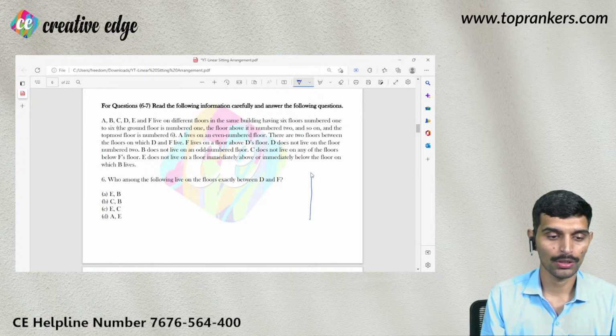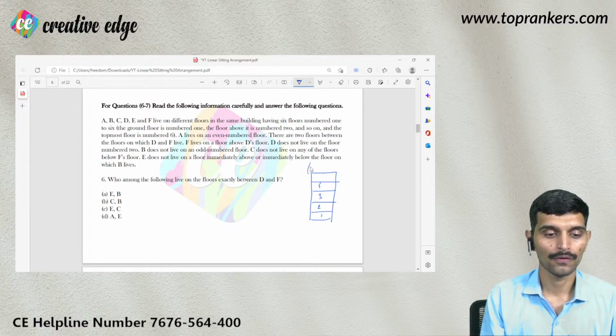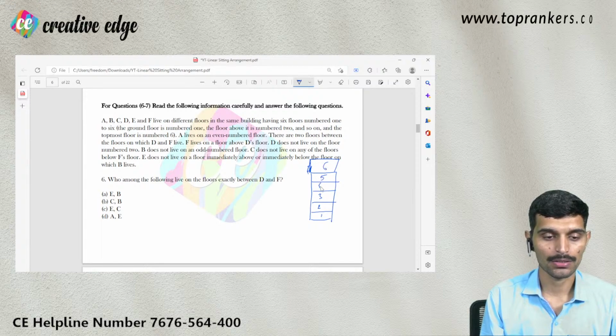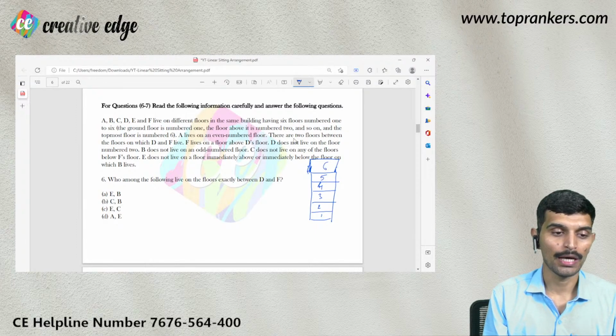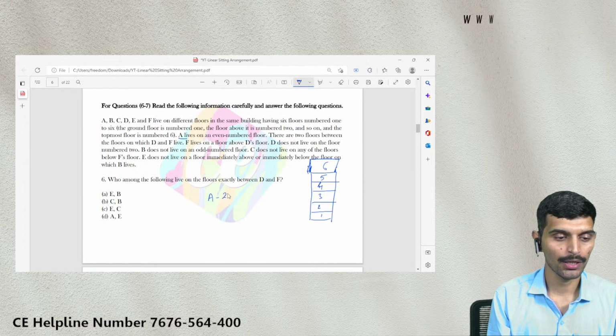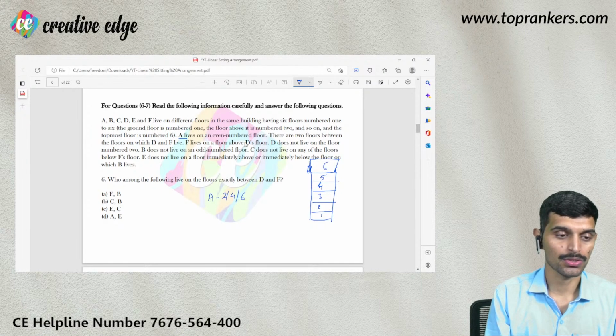So there is no ground, there is no zero. In a building, there are 6 floors: first, second, third, fourth, fifth, and sixth. So these are the 6 floors in a building, right? Now, what it says, A lives on an even numbered floor. So the possibilities for A are 2, 4, or 6, right? This was our clue number 1.